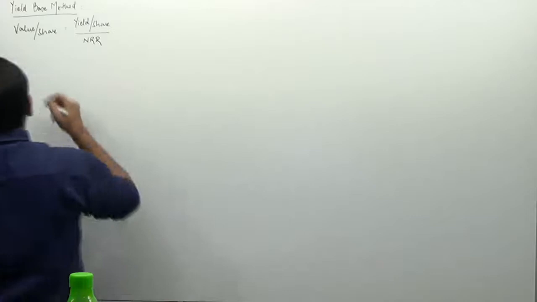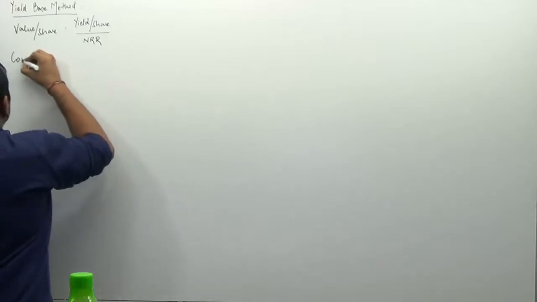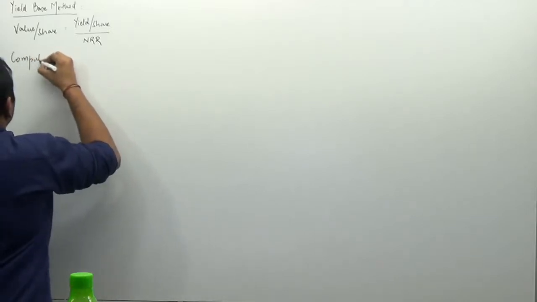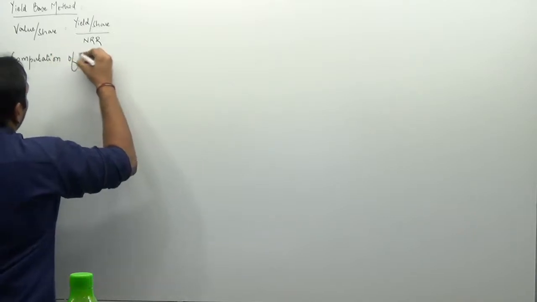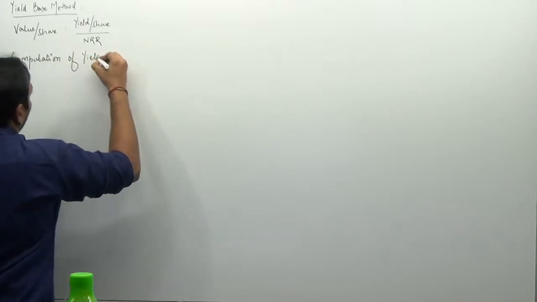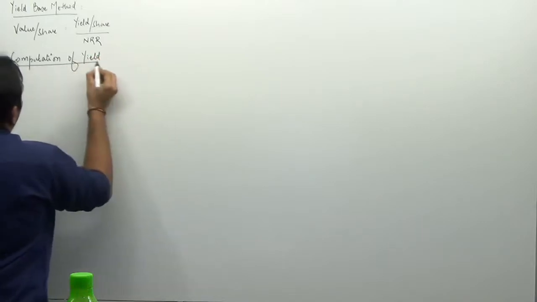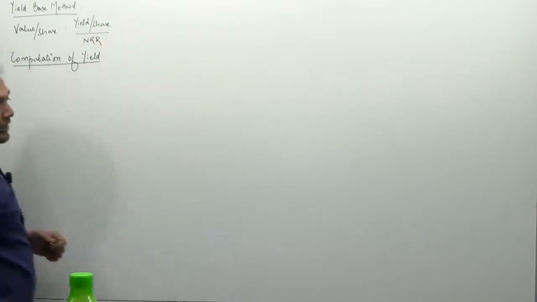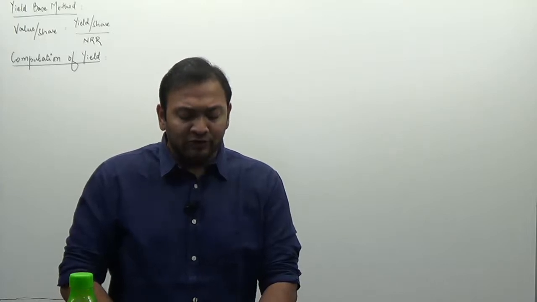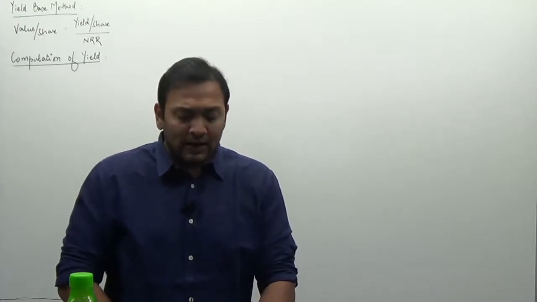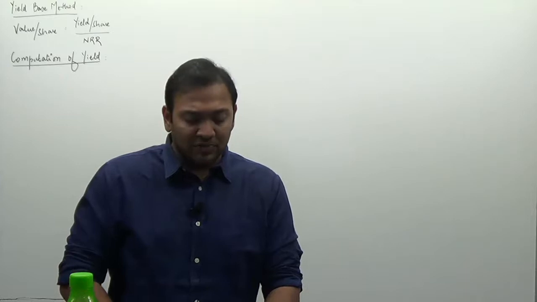So let's go on with first computation of yield. Let's calculate yield first. I need yield per share. Be careful with that. Now, how do I calculate yield? Yield is equal to, point number C, 50% of profit distributed and 5% of undistributed profits.